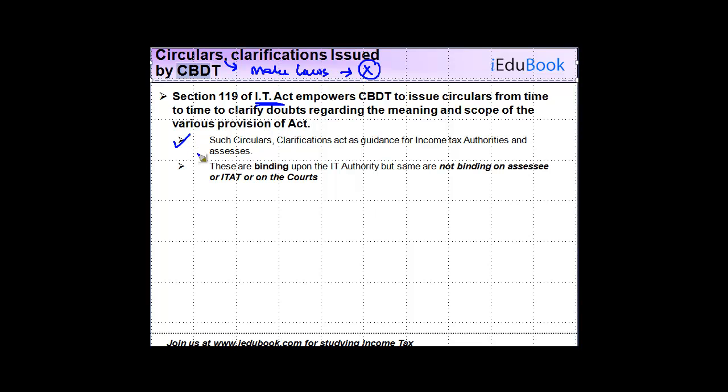Now, suppose these circulars are issued. What is the purpose? Such circulars and clarifications act as guidance for income tax authorities and assessees. Any income tax authority has to be conversant with these circulars, and even the assessees can take guidance from them. These are binding. Binding means mandatory upon the IT authority, but they are not binding on the assessee, the ITAT, or the courts.